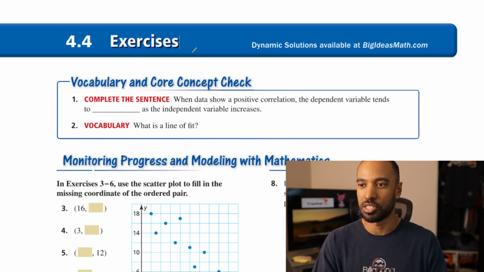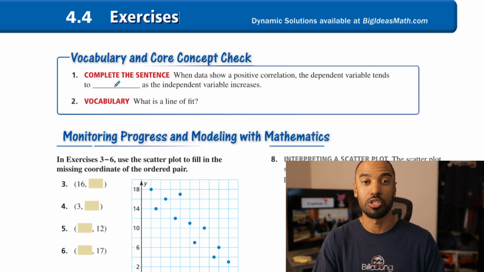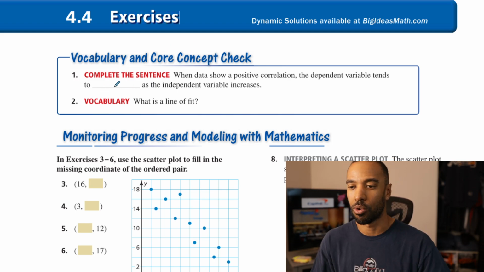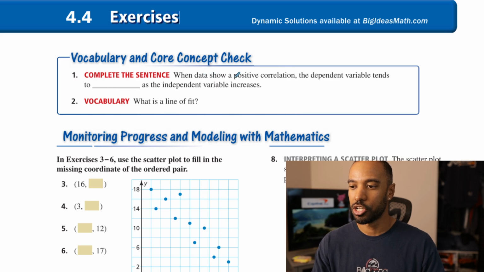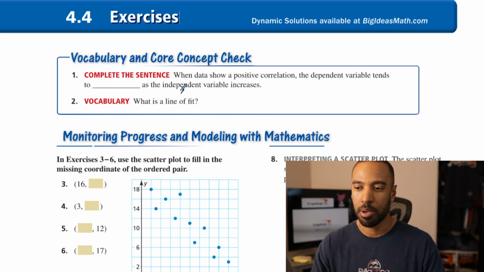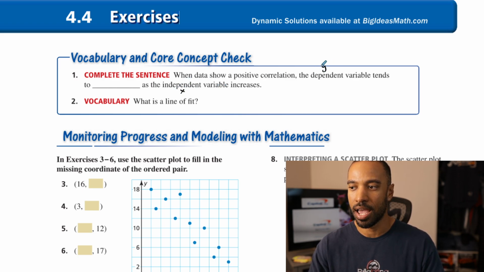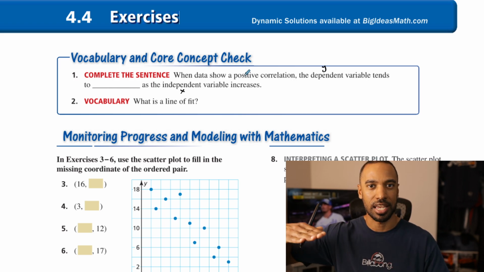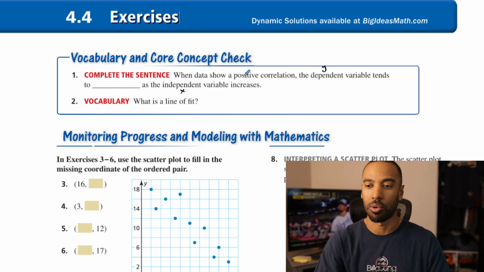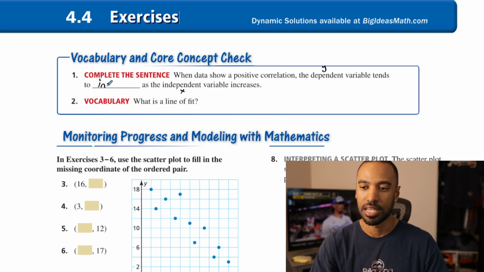Let's go on to this set here, numbers 1 through 24. We're going to begin with the vocabulary and core concept check. It says, when data show a positive correlation, the dependent variable tends to blank as the independent variable increases. Remember, independent variable is x, dependent variable is y, with a positive correlation as x goes right, y goes up. So also an increase. They tend to increase.